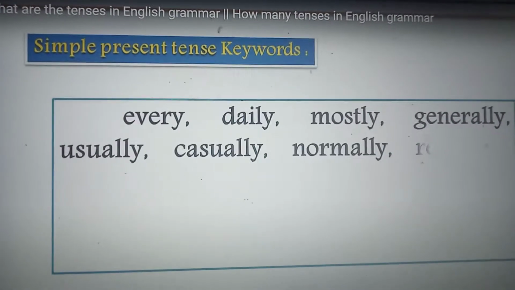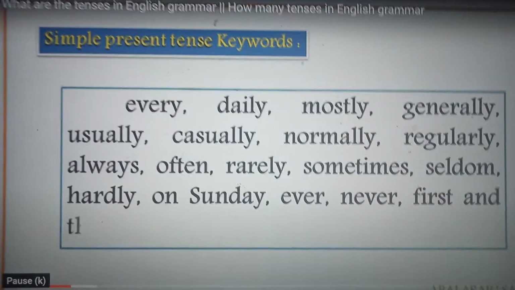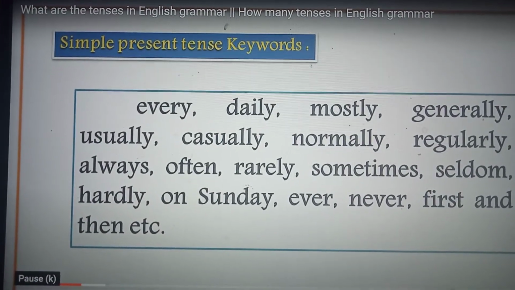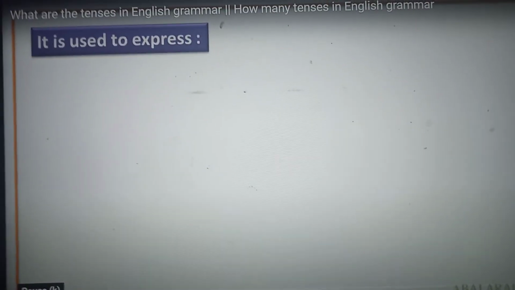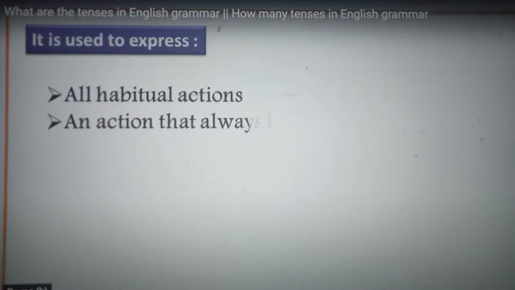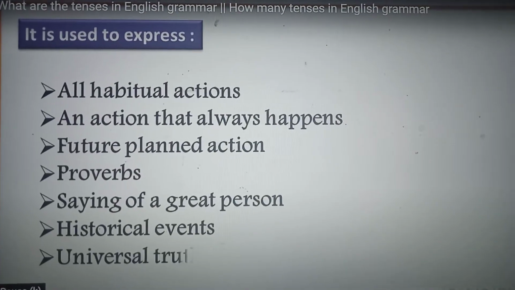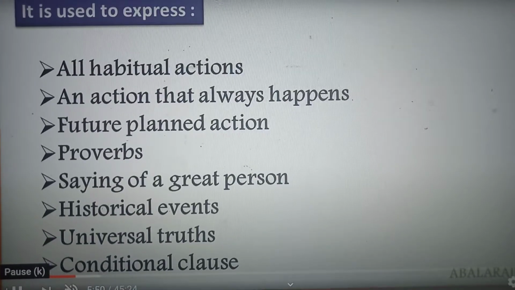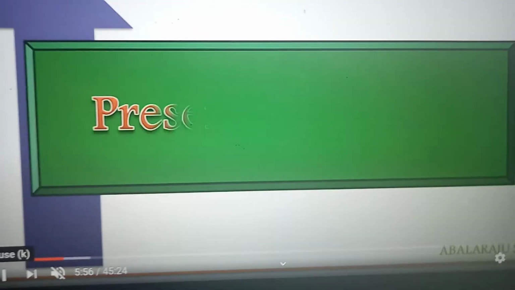What are the simple present tense keywords? Everyday, daily, mostly, generally, usually, casually, normally, regularly, always, often, rarely, sometimes, seldom, hardly, on Sundays, ever, never, first and then. Regularly done tasks. It is used to express all habitual actions and actions that always happen, future planned actions, proverbs, sayings of a great person, historical events, daily events, universal truths.